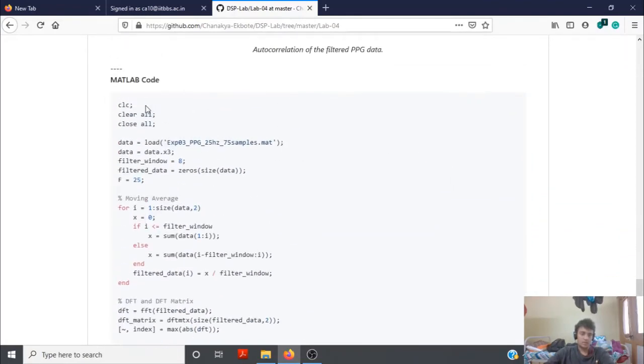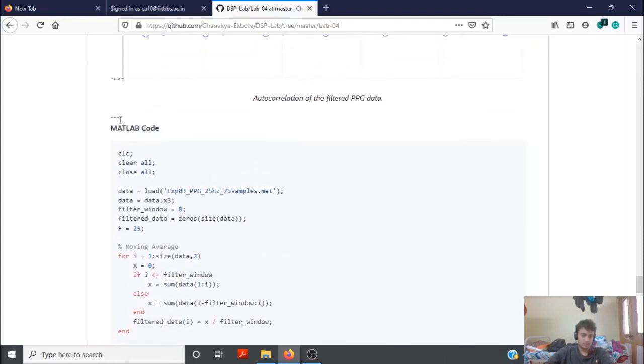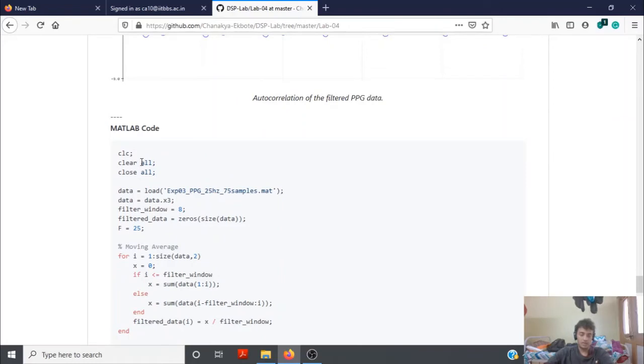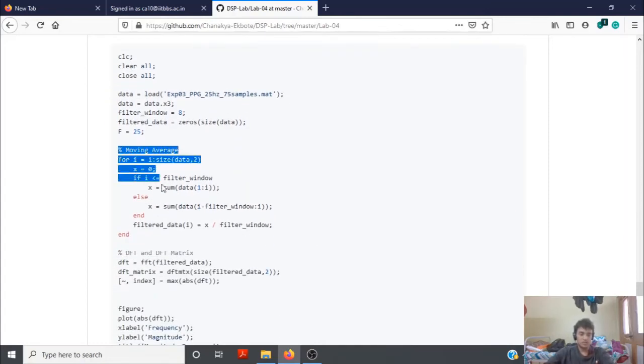And this is the MATLAB code for actually computing the same thing that we have done before, that is computing the DFT as well as computing the autocorrelation. So first you pass it through a moving average filter, which is the same thing that we have done before. All you have to do is sum over the data components and divide by the filter window, which is done here.